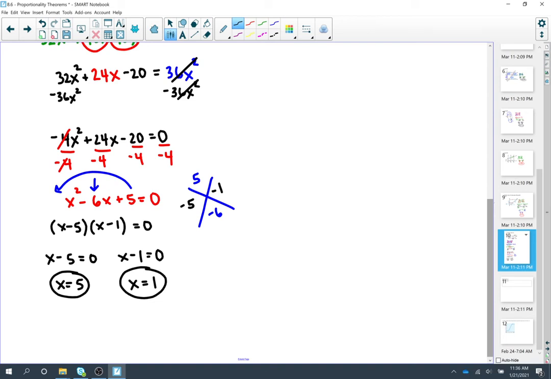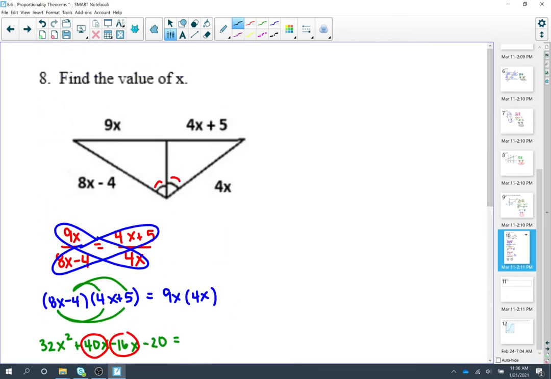Now, usually when I'm solving a problem and I get two answers, I just really like to make sure that both answers work. So I'm going to start with x equals 5, and I'm going to go back and substitute it in. So if x is 5, 9 times 5 is 45. 8 times 5 is 40, minus 4 is 36. 4 times 5 is 20, plus 5 is 25, and 4 times 5 is 20. If we check that, that's going to give us 45 over 36 equals 25 over 20.